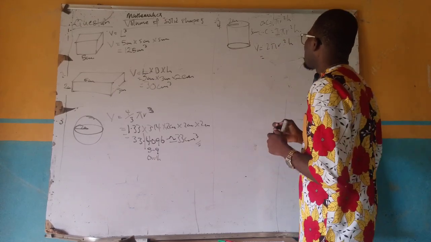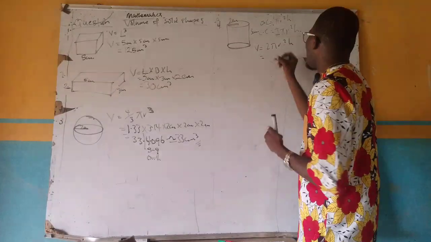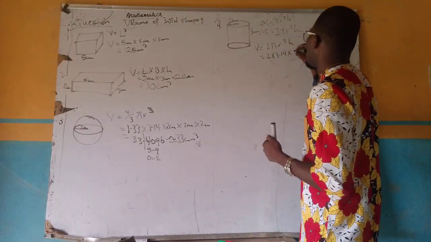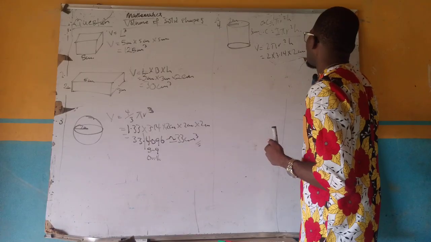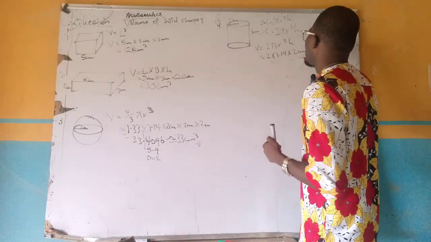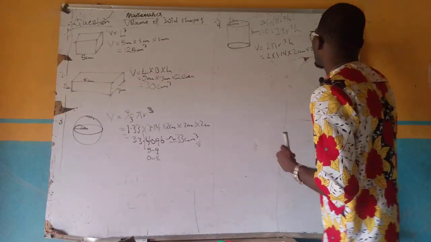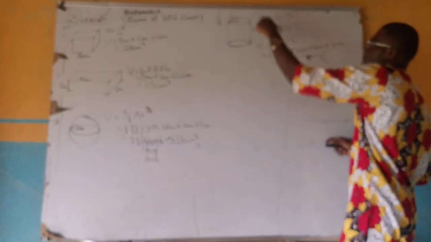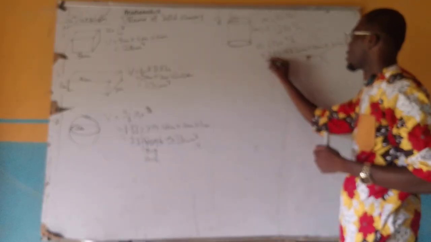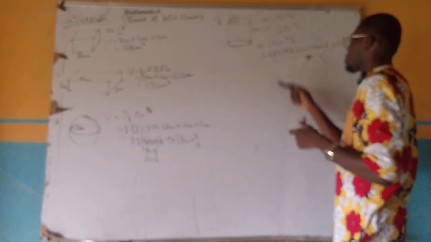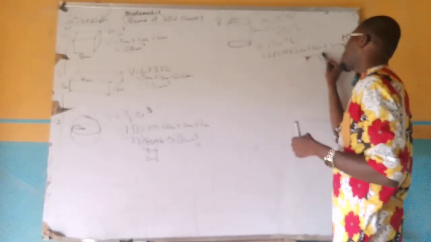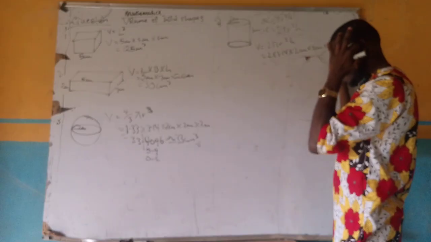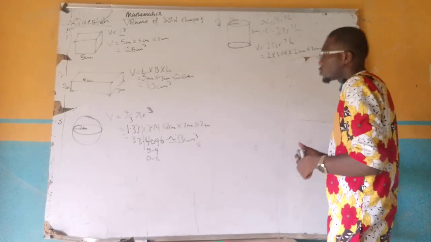So remember 2 is a constant, so we have 2 times 3.14 times r, which is 2 centimeters, so 2 centimeters times 2 centimeters, remember it's squared, times 3 centimeters. So 2 times 2 means r squared, and 3 is the height. Let's multiply the normal numbers together. 2 times 2 is 4. 4 times 2 is 8. 8 times 3 is 24. So 24 times 3.14.